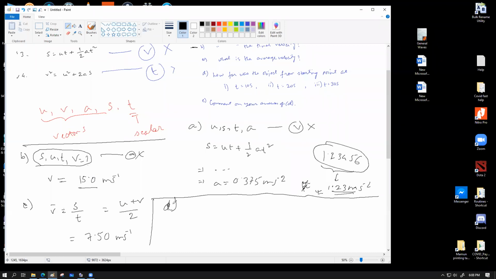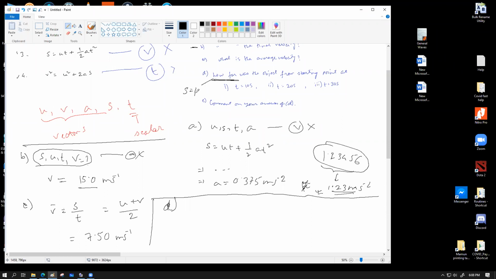Okay, D number: also check how far the object was from the starting point at t equals 10 second, t equals 20 second, t equals 30 second. Now try to have a look. We are trying to calculate what? How far was? How far means which variable? Displacement. It means displacement. So we're trying to calculate displacement.